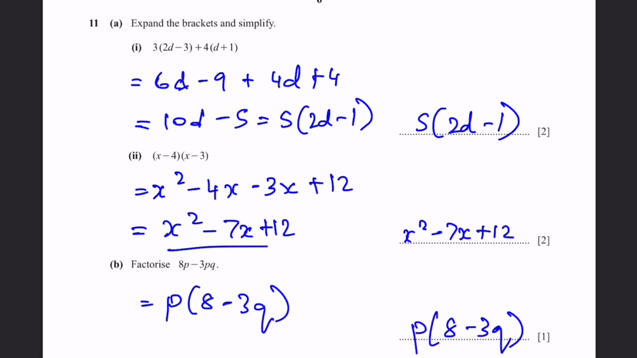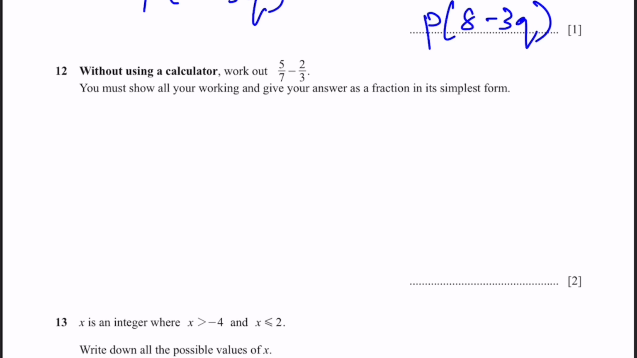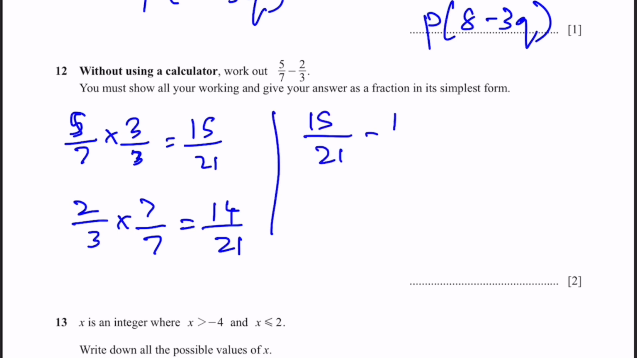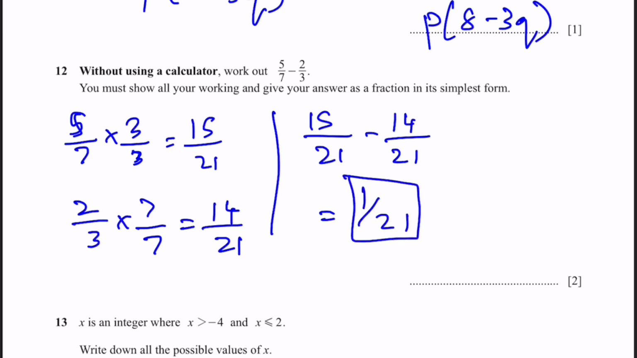Let's go to question 12. Without using a calculator, work out 5 by 7 minus 2 by 3. You must show all your working and give your answer as a fraction in simplest form. So we can make 5 by 7 into 3 on both sides. We get 15 by 21. And 2 by 3 into 7 on both sides, we get 14 by 21. So 5 by 7 minus 2 by 3 will be 15 by 21 minus 14 by 21, which is equal to 1 by 21. That's the answer.